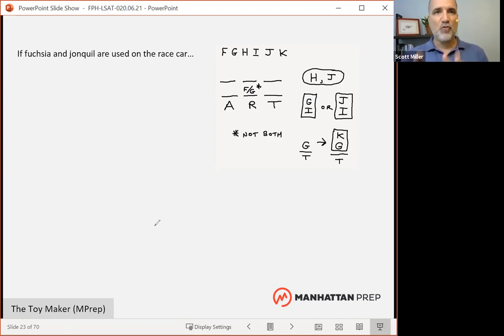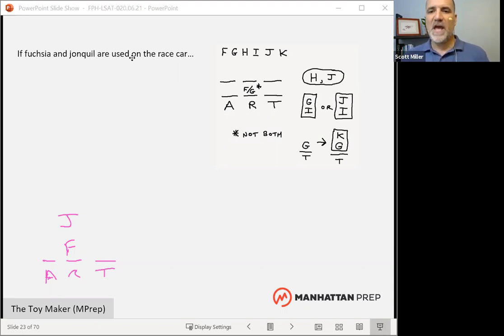So what they're telling me, and draw whatever they give you. So they're saying F and J are used on the race car. Okay, let me draw that. So here's my basic diagram, A, R, and T, and they're telling me that both F and J are used on the race car. F and J are in R. So this is a temporary diagram, and this is literally the first thing I'm doing when I see this question. I'm going to my scrap paper and I'm drawing this diagram on my scrap paper. I'm drawing exactly what you see on the screen. Everything I'm going to do on the screen right now is exactly what I would be doing on my scrap paper before I do anything else with this question.